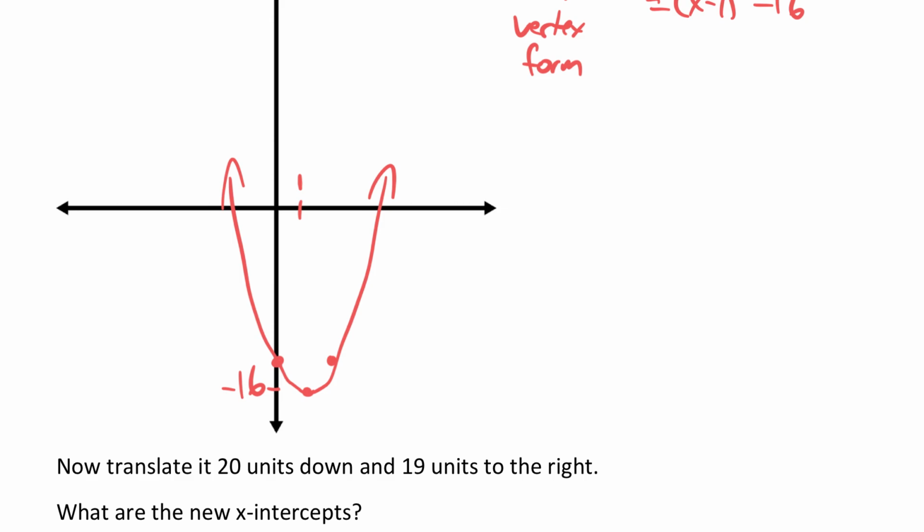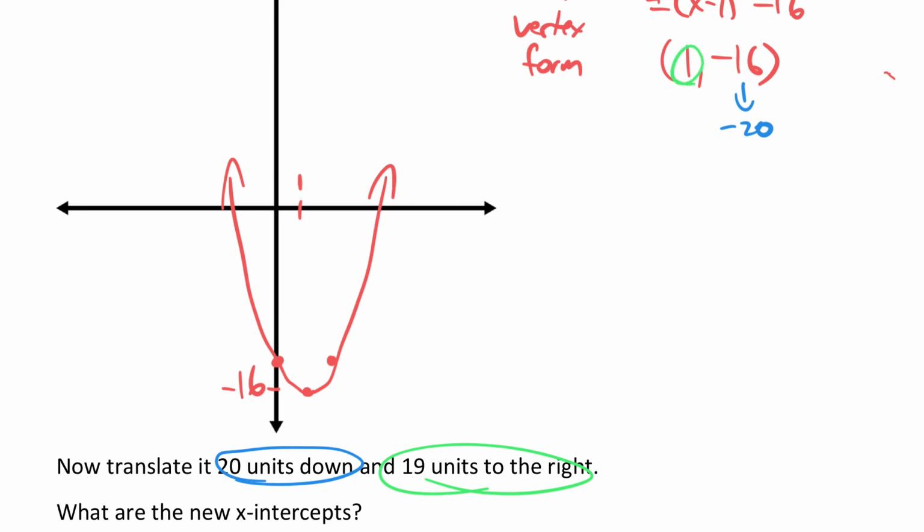All right, to translate it, probably the easiest thing to do would be to move that vertex. So the vertex is currently at (1, negative 16), and we would like to translate it down 20. So to do down 20, we should probably take that y value, and we should subtract 20 from it. To move it to the right 19, that's going to be the x values. And so we should go to the right, which means we'd want to add 19. So I think this is going to give us a new vertex of (20, negative 36).